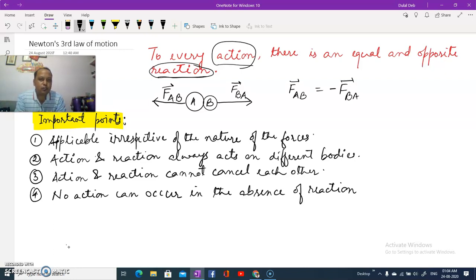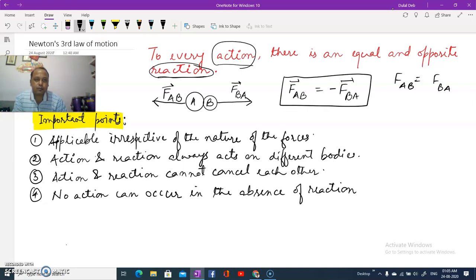Now these two forces, any one of you can consider to be action, the other one will be the reaction. One can be considered as action, another can be considered as reaction, and their magnitudes are the same. That means we can write here FAB is equal to FBA. But when we put the vector sign, we have to put a negative sign to show that their directions are opposite. So I hope this is clear to you.